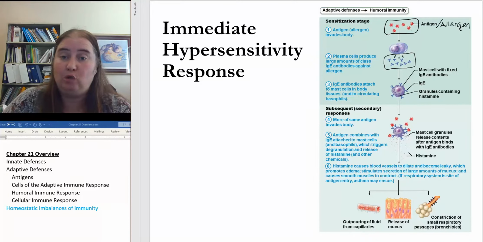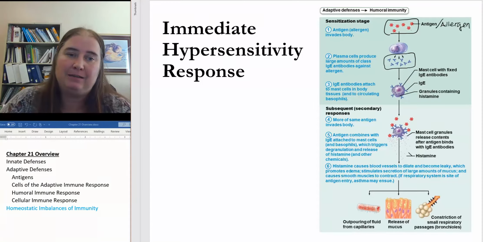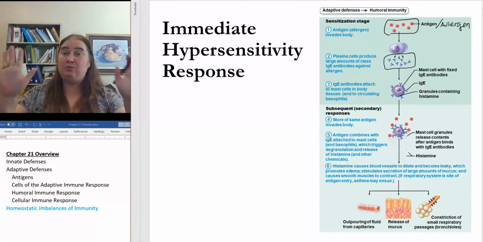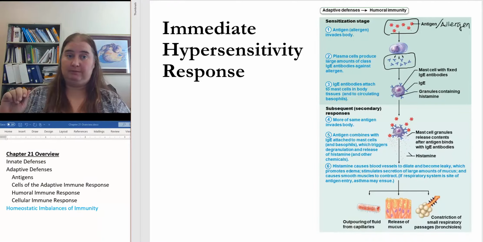Okay? So two populations of cells. Mast cells are similar to basophils, however, they're in the tissues of our body. They're not circulating like a basophil is. And they just bind to those cells. Nothing really happens at that point. Okay?